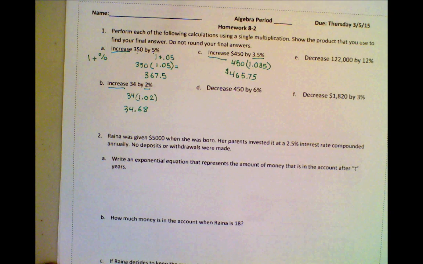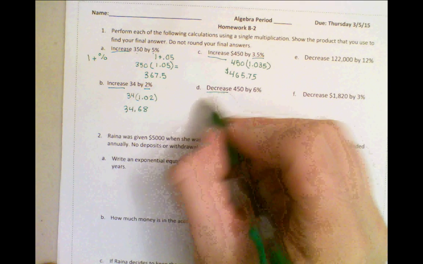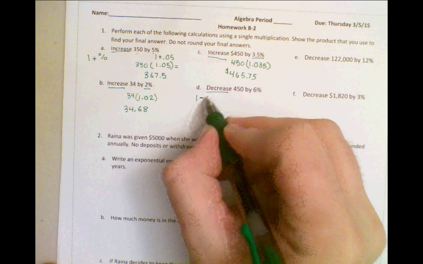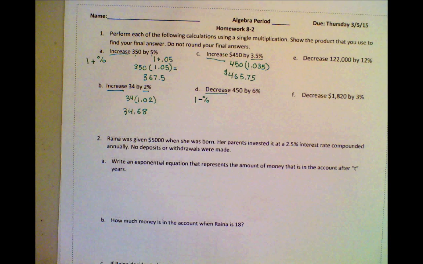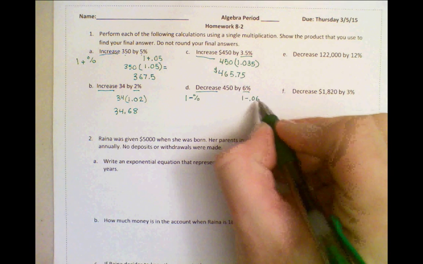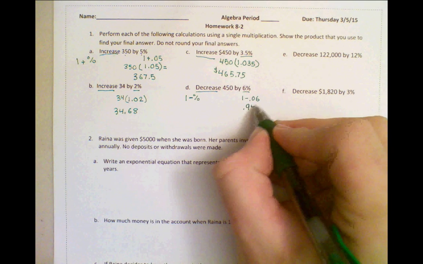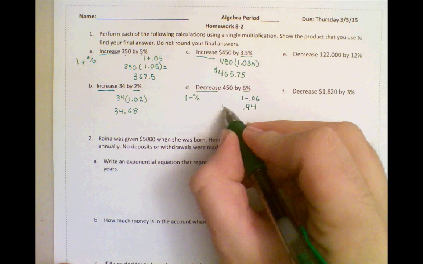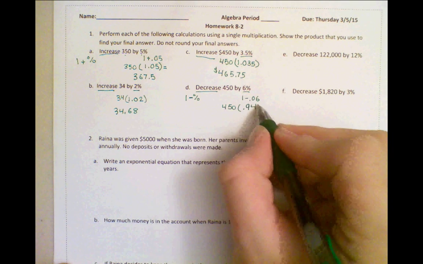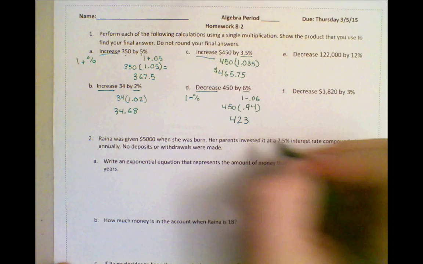Okay? Now, decreasing a number is very similar, but it's going to be 1 minus the percent. Remember, if you're decreasing something, you have to be multiplying it by a number smaller than 1. So 6%, we're going to do 1 minus 0.06, which gives us 0.94. So we're going to do 450 times 0.94, which gives us 423.